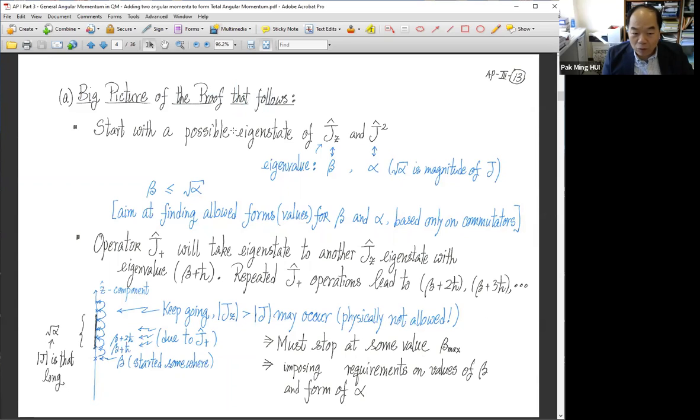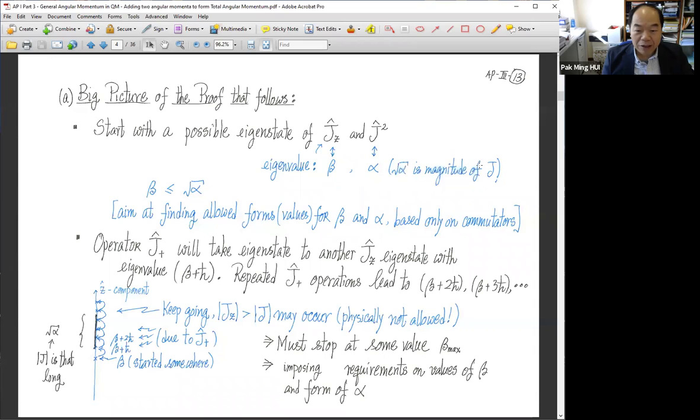We will start off with a possible eigenstate of Jz, J squared. That's reasonable. We know that we can find a simultaneous eigenstate. And this possible eigenstate for Jz has an eigenvalue called beta. That is the z component. And then for the magnitude square, the eigenvalue is called alpha. That means square root alpha will be the magnitude of J.